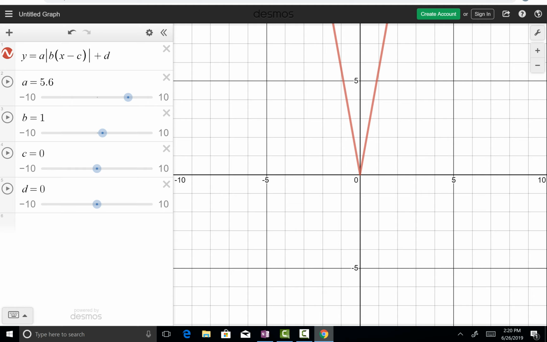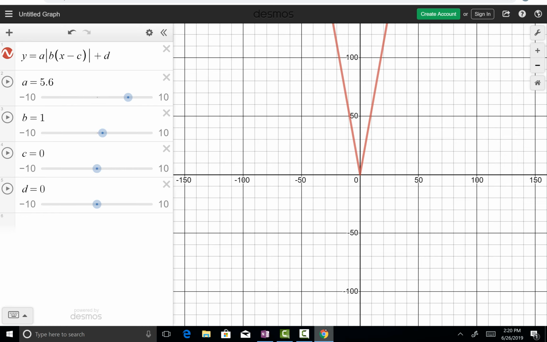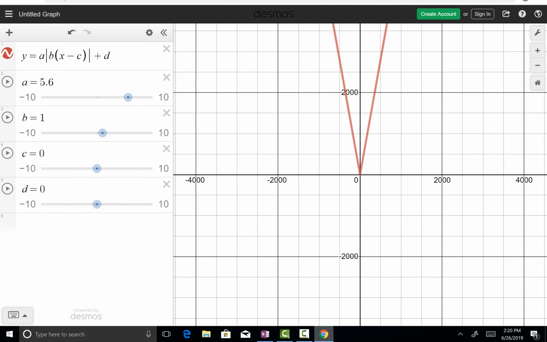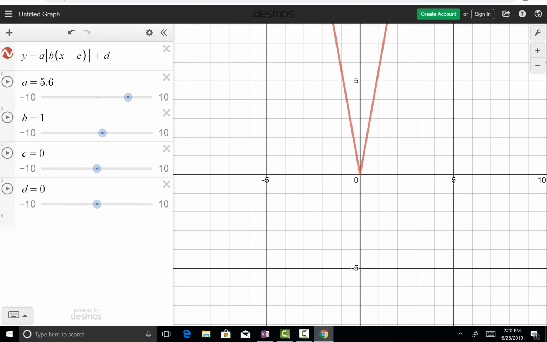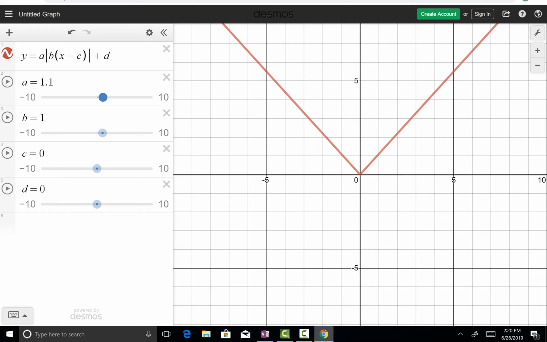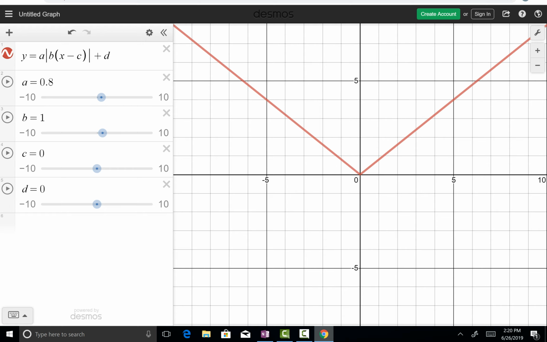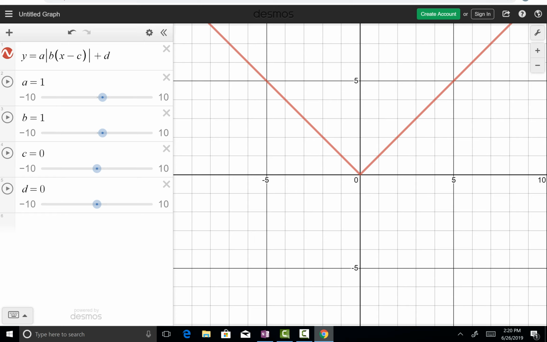All right, so if we were to zoom out, I bet if we picked the right window, we could get it so that it was a normal looking V, but here we just have the tip of it. So if I go back to a is 1, real close to 1, there we go.